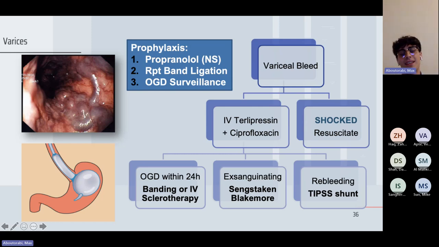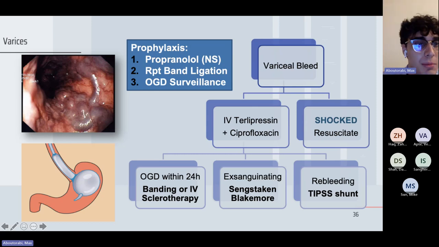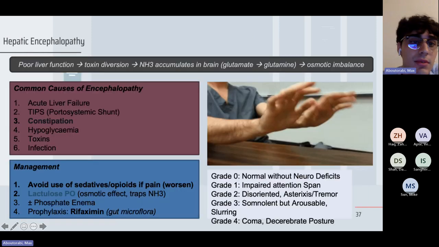which is when you connect the portal vein to the hepatic vein and you bypass the liver to reduce that portal hypertension and try and stop the bleeding from the varices, or reduce the bleeding. And then once this has all been fixed, you would want to give oral propranolol as prophylaxis to prevent further bleeds.